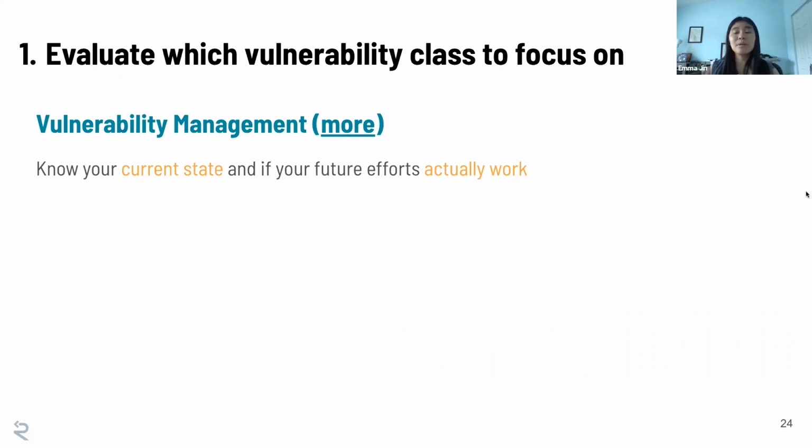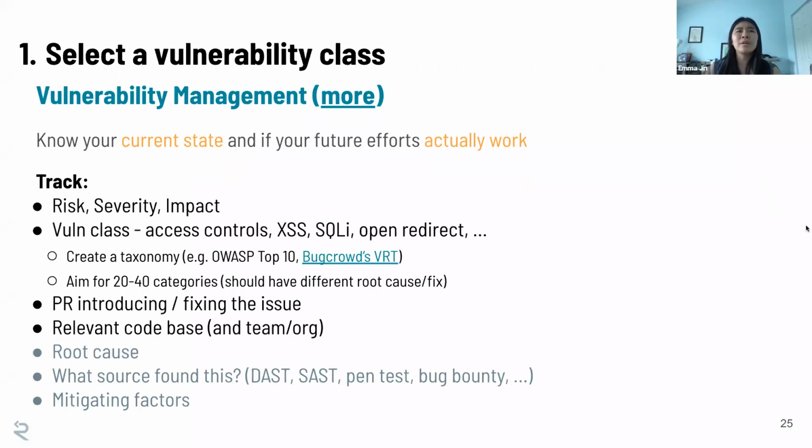So it's important to be tracking your vulnerabilities as they come in. Not every company has such a program, but it's important to know both your current state, so you can figure out which vulnerability class to start with, and also to understand if your future efforts actually work before you spend weeks or months working on this. It's important to track some information. So generally, this is what we've found is important to track. You want to know what kind of a vulnerability it is, the code that caused it and fixed it, how likely it is to be exploited, how bad it would be if it were exploited, and so on.